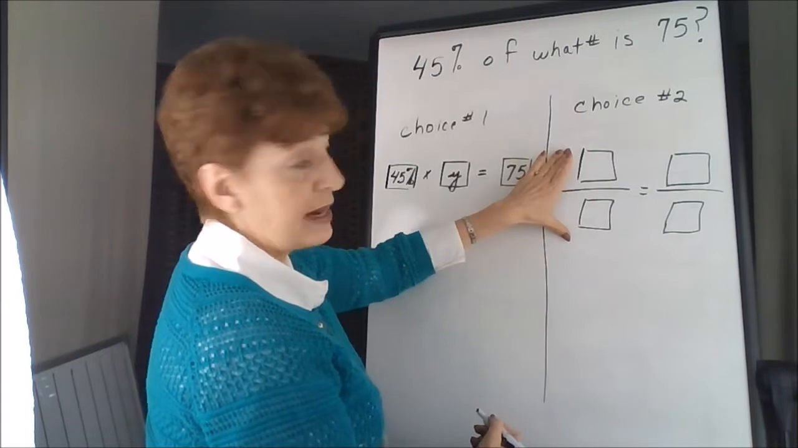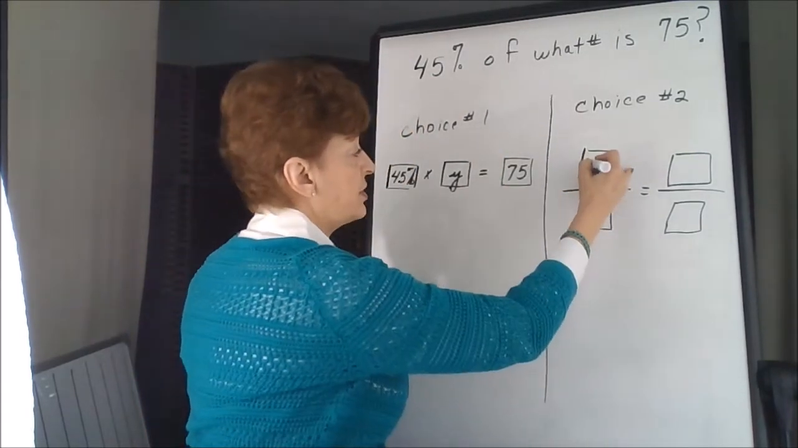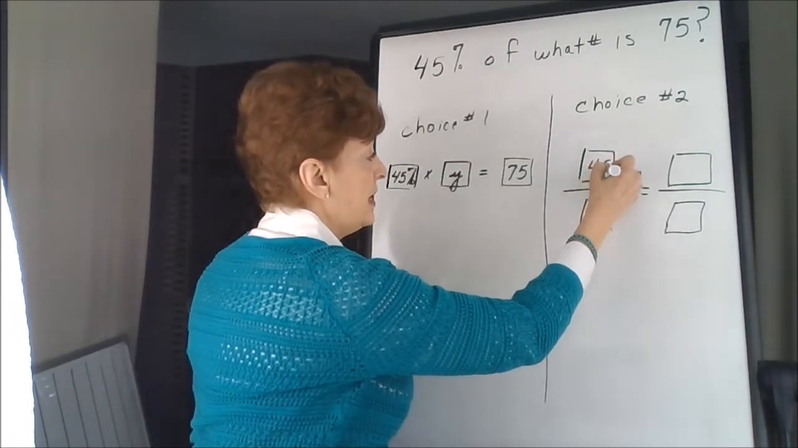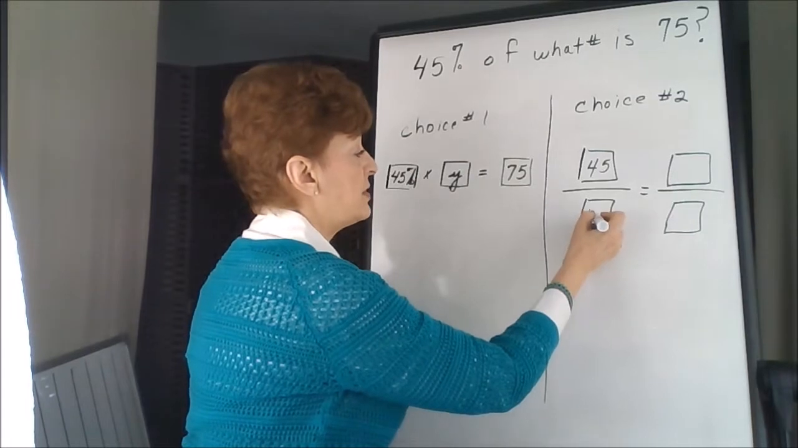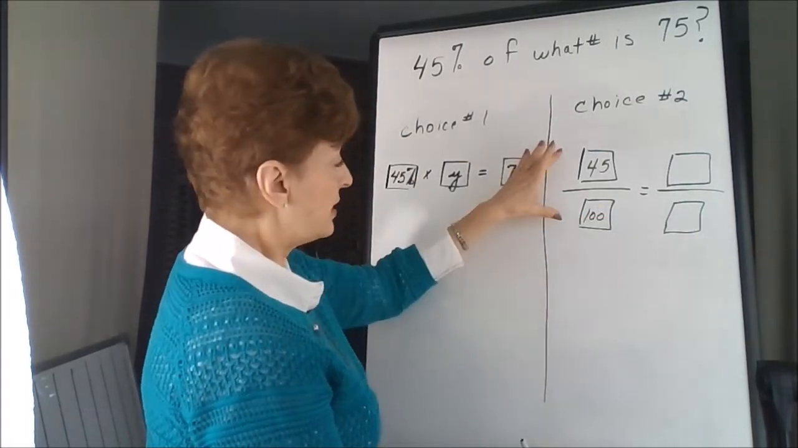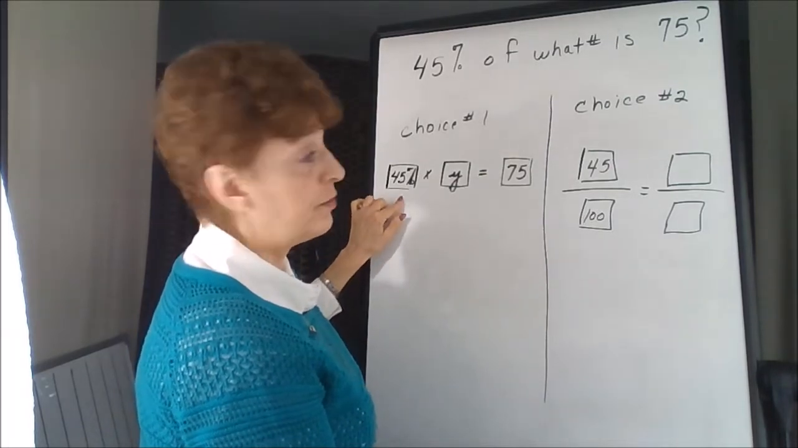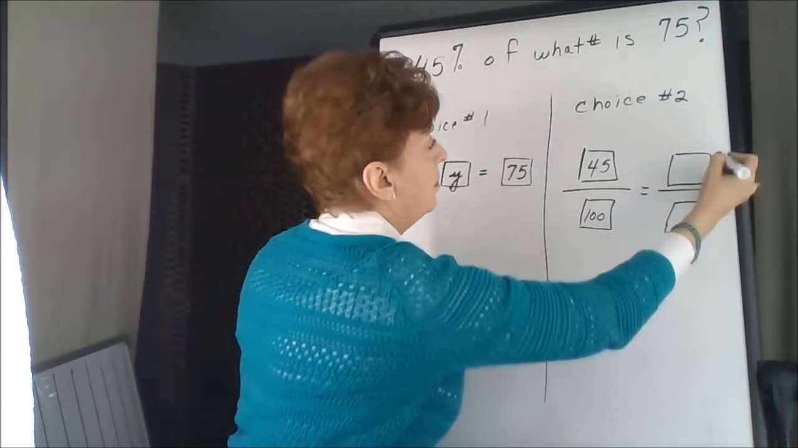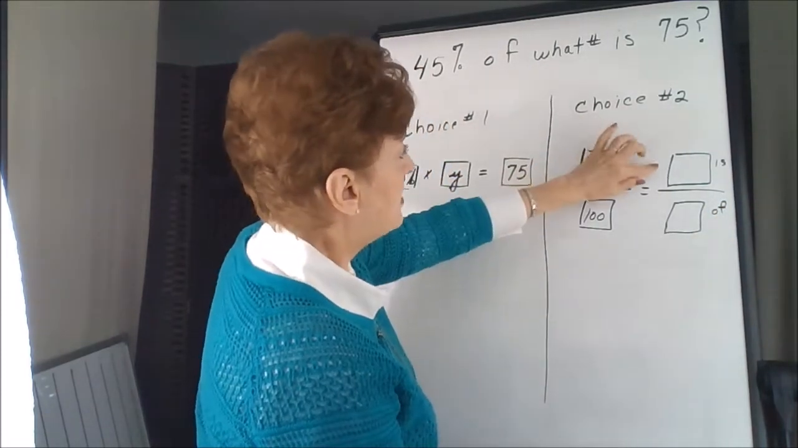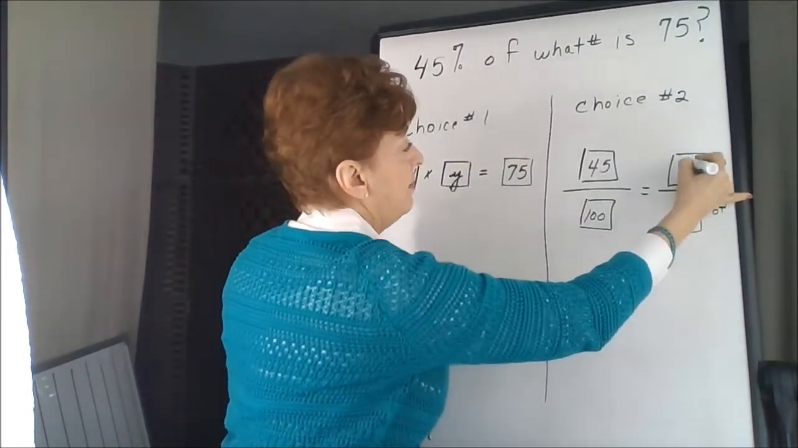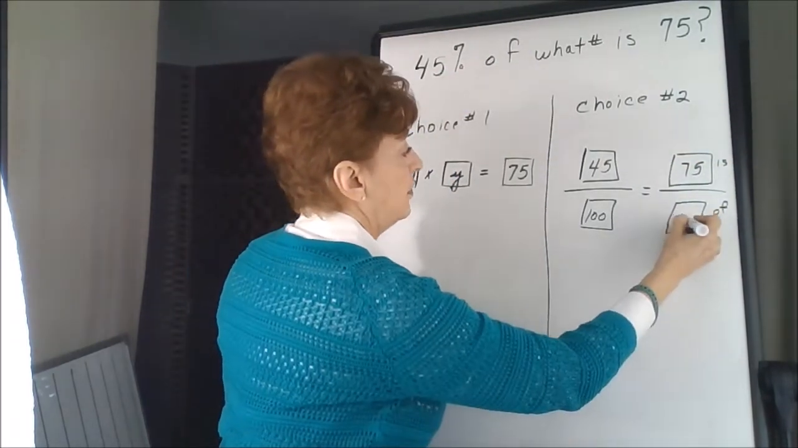If you were doing setup for choice 2, 45% goes in the first box, but you don't need to put the percent sign on that because you have taken care of it when you say 100. You've just made a fraction out of that. This is still in percent form. The is box, the of box. The is is 75, and we don't know the of number.